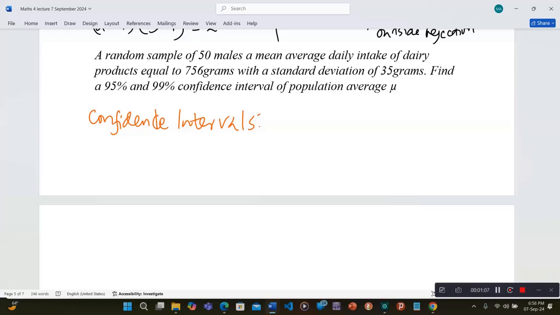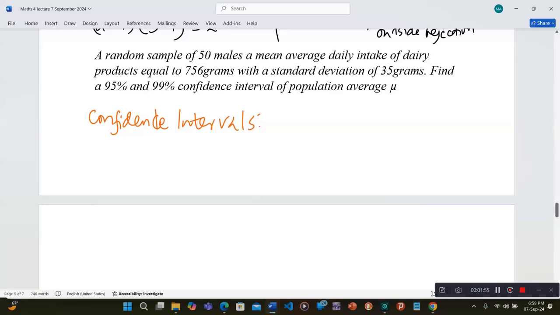So the question that is given to us is that a random sample of 50 males has a mean average daily intake of dairy products equal to 756 grams, okay, and with the standard deviation 35 grams. Find a 95% and 99% confidence interval of the population average mu. So they want us to determine the confidence interval for this mu, or the mean of the population.